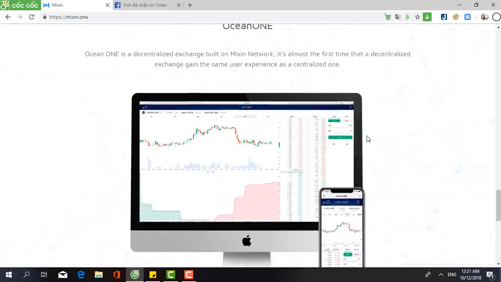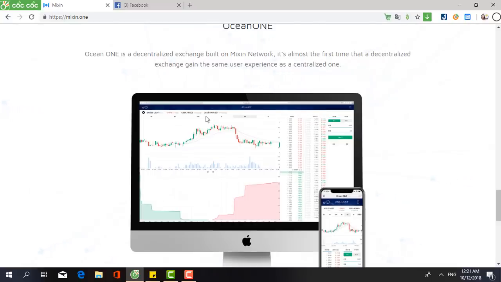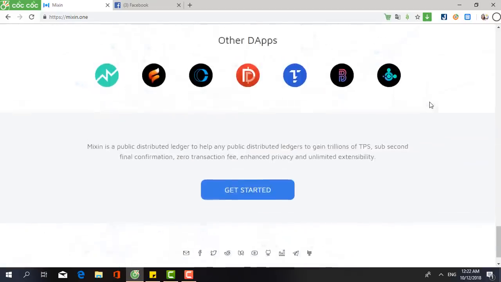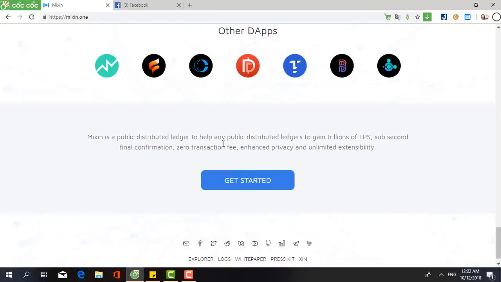Now I will talk about the options. For the decentralized exchange built on Mixin Network, it's almost the first time that a decentralized exchange gained the same user experience as a centralized one. Many Bitcoin platforms I review for all of you are decentralized exchanges. It is very good for the user. Here are the apps of Mixin. Mixin is a public distributed ledger that helps gain trillions of TPS, subsecond final confirmation, zero transaction fee, enhanced privacy, and unlimited extensibility.